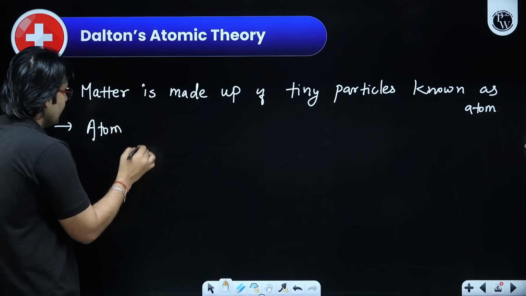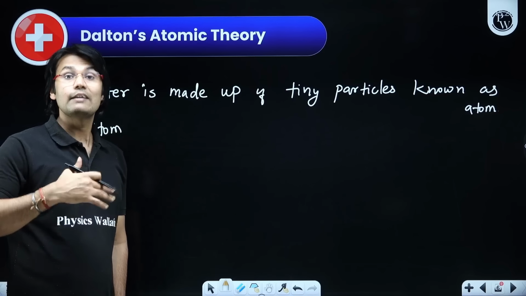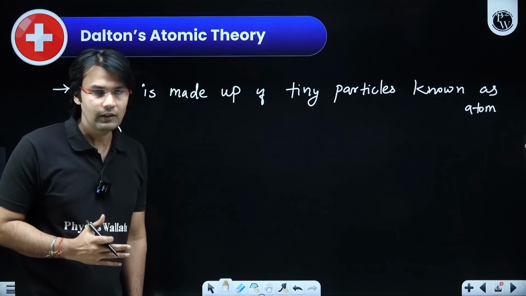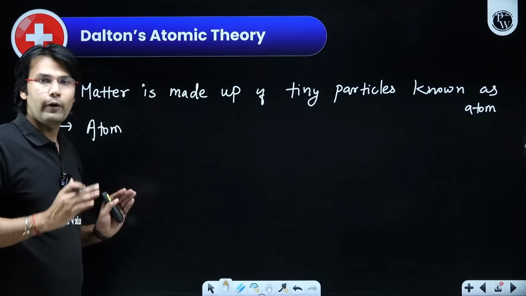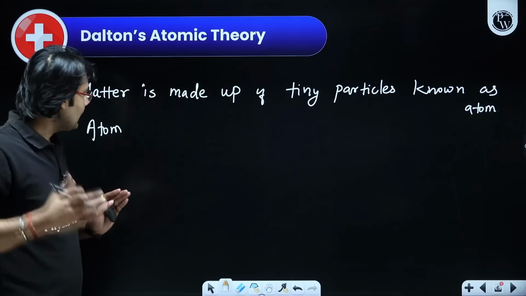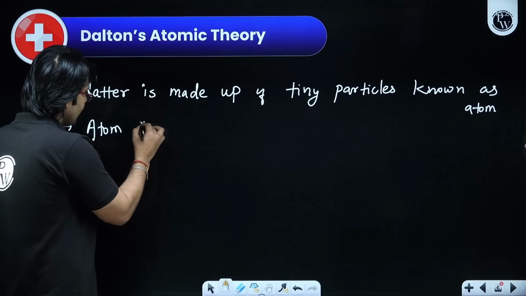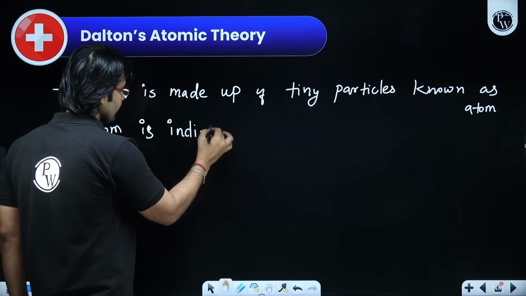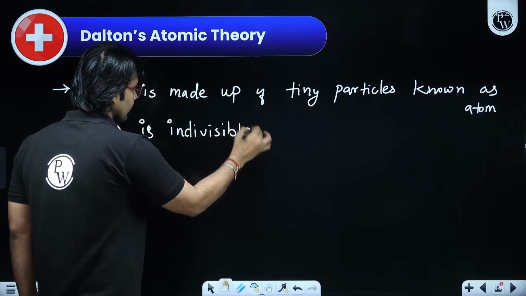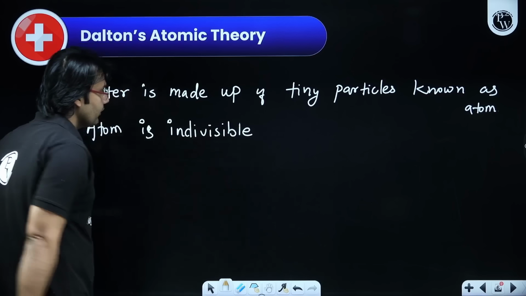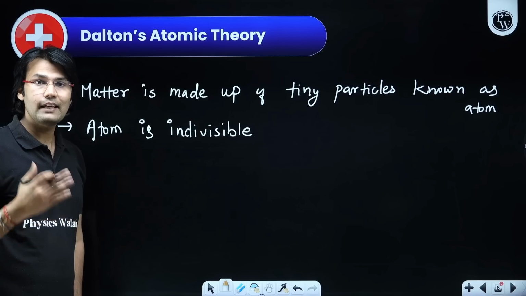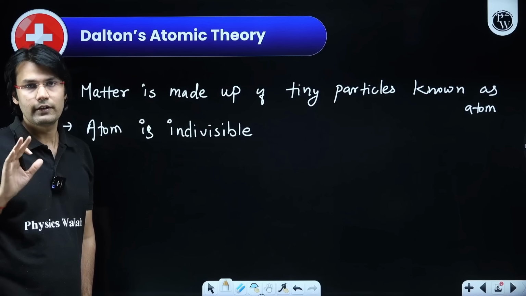Now, you know very well that we have already divided the atom. So of course there are drawbacks of Dalton's atomic theory, but currently we are writing those points which Dalton gave. Dalton said that the atom is indivisible, you cannot divide the atom. Also, he said that atoms can neither be created nor destroyed. The atom is indivisible, and you cannot create or destroy it.